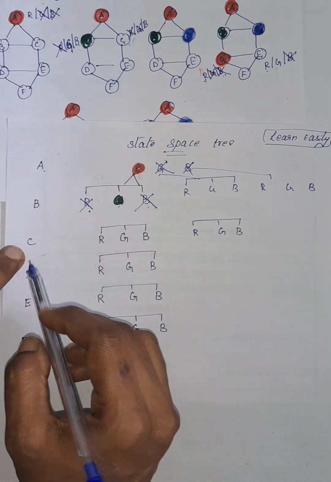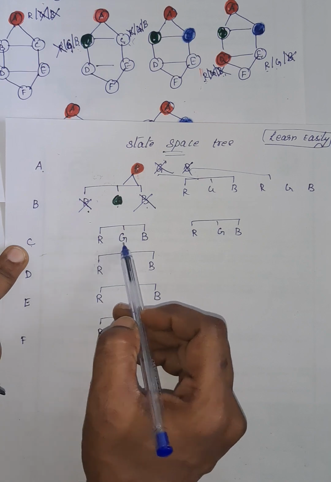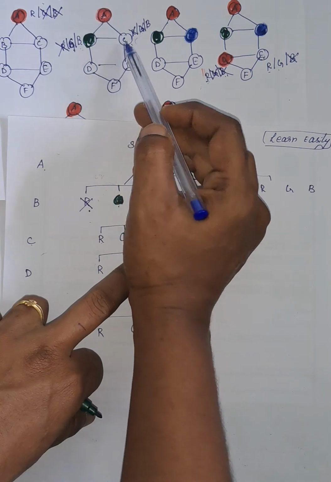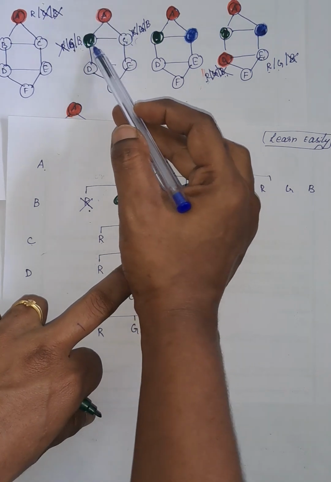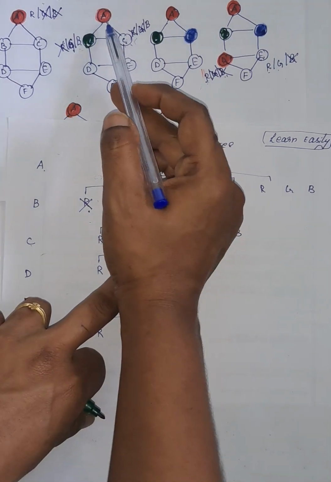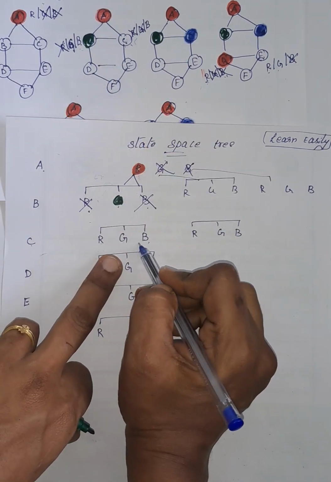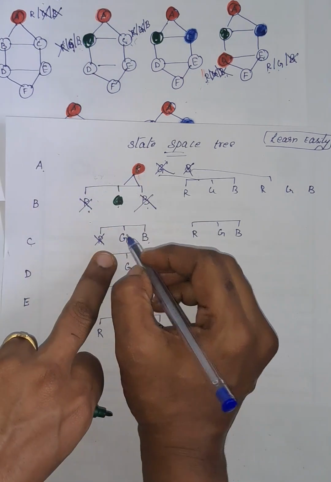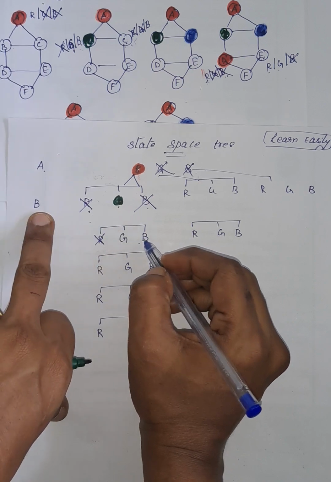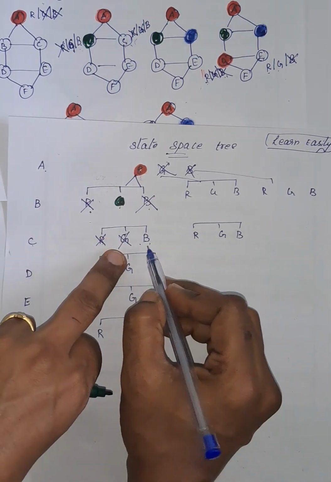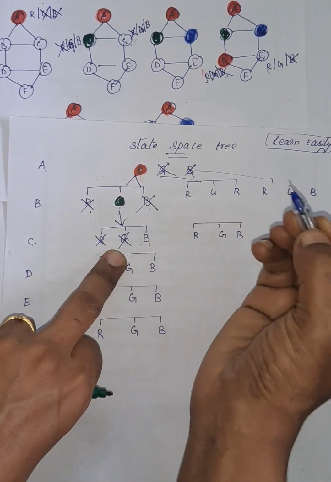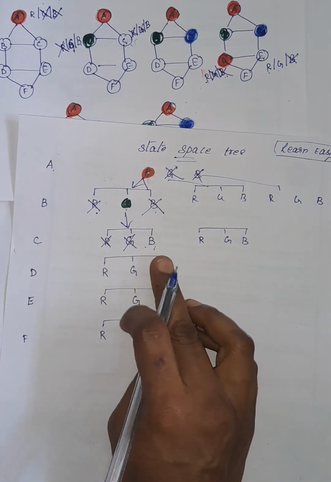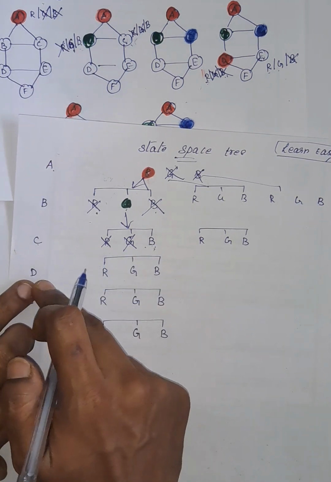Here next we have to check for C. I can give red, green, blue, but the condition is C is connected with A and C is also connected with B. So the colors given to A and B cannot be used for C. For A I have used red, so it cannot be used. Green is given to B, so I cannot use green here. So the only possibility I have is blue for vertex C.